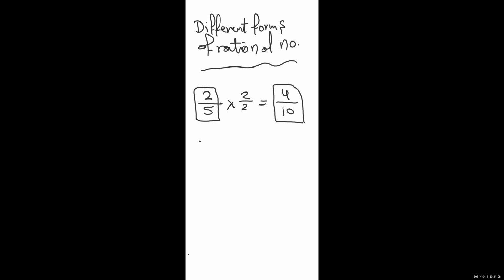So also, if I multiply 2 over 5 times 3 over 3, it will equal 6 over 15, which is also 2 over 5 equals 6 over 15. The two numbers are equal in value, but different in form, right?